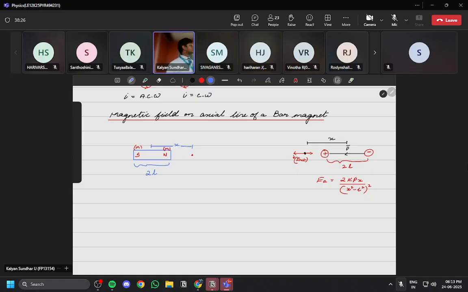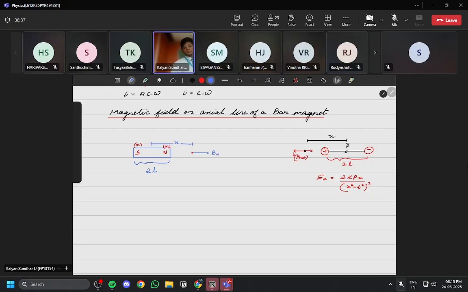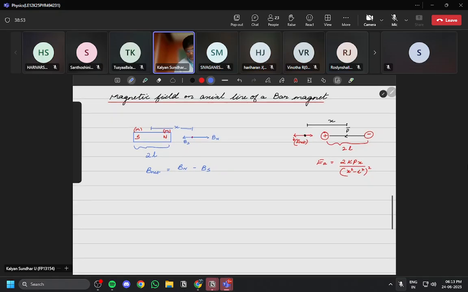Right? So when you add up the magnetic field here, it will be in the opposite direction. Due to the north pole, let this be B due to north. For the south pole, the field has to be coming in here. So this is the magnetic field due to the south pole. Therefore your B net will be equal to Bn minus Bs. We know the magnetic field direction.